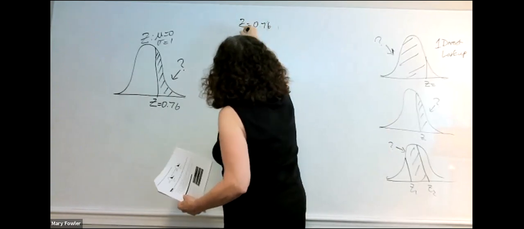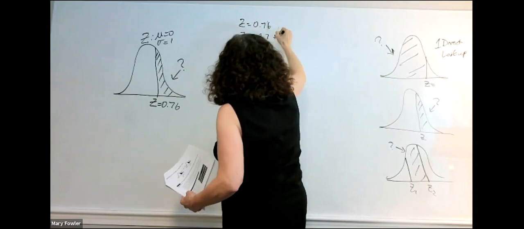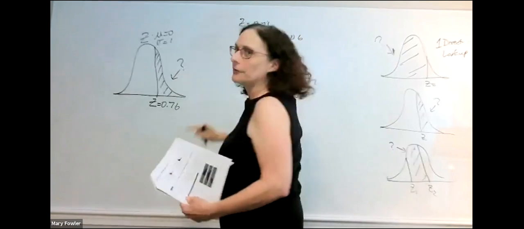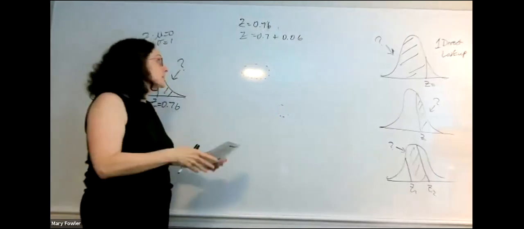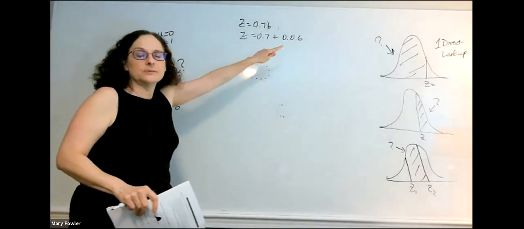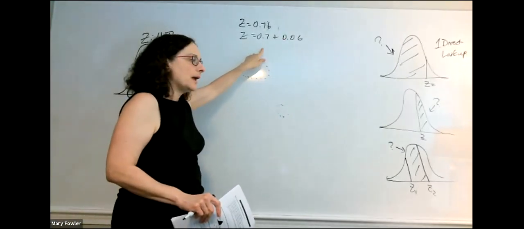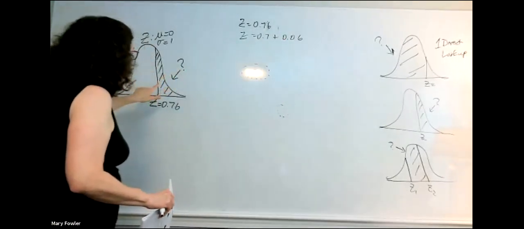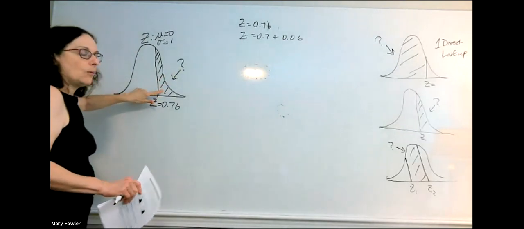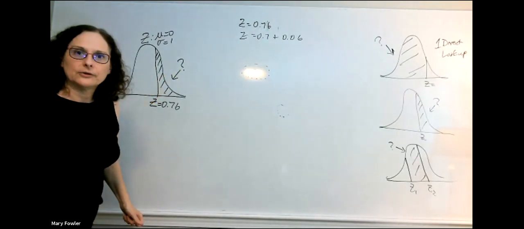well, when we get to it, we'll go to the row 0.7 in the column 06. But before we go there, we have to think about how we are going to get the area of a right tail when our tables are left-tailed, okay?